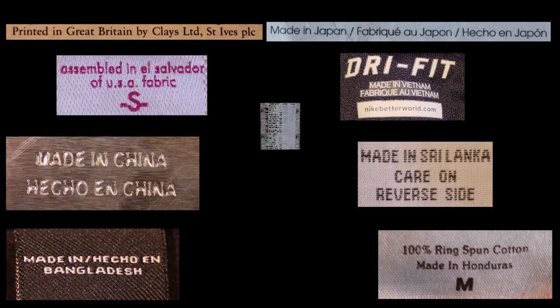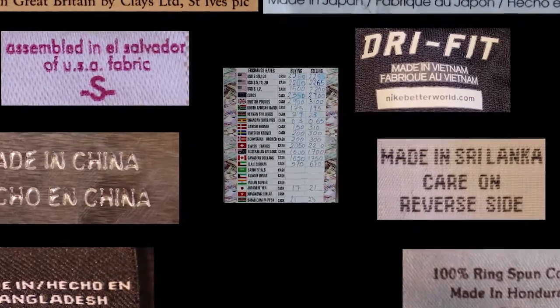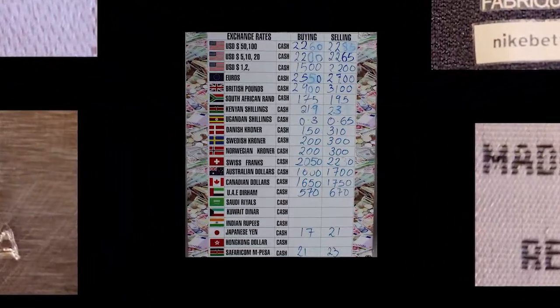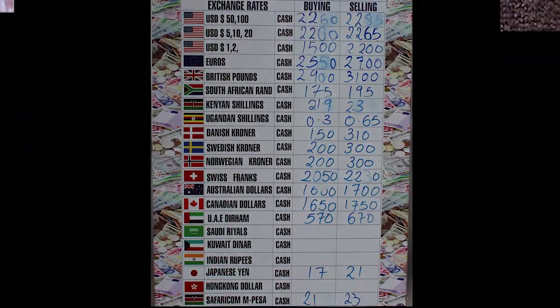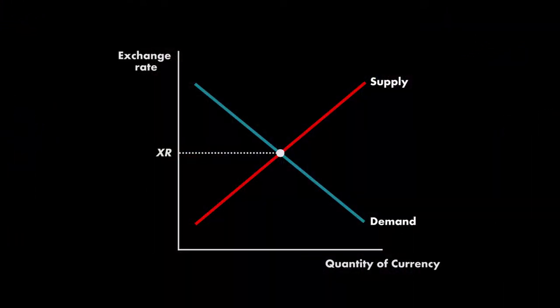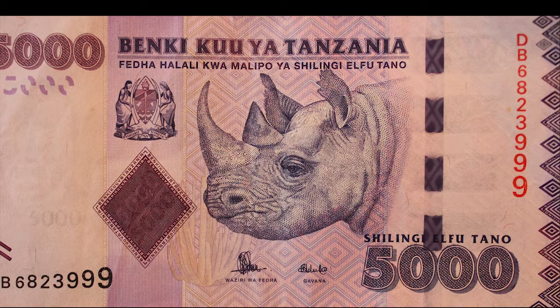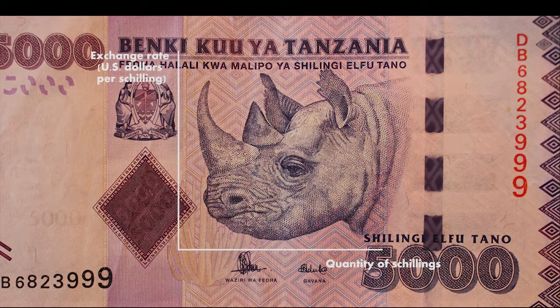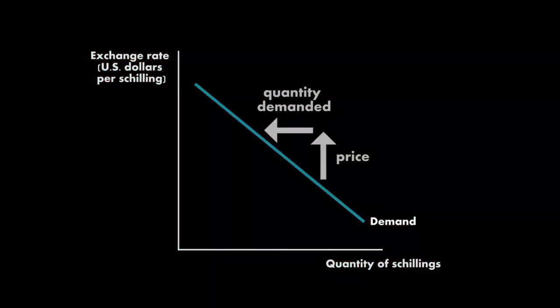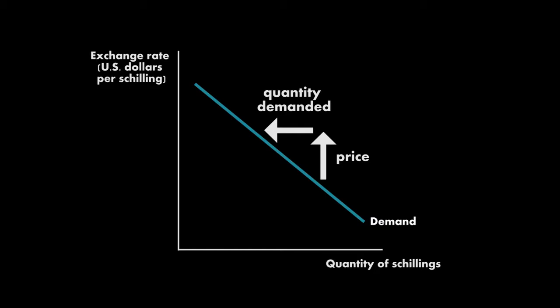The prices we pay for imported goods depend in part on the exchange rates for the currencies where the products are made. The graph that shows how exchange rates are determined is conveniently similar to the supply and demand graph for a good. The difference is that what is being bought and sold is a currency and the price is the exchange rate. Consider the market for Tanzanian shillings bought with US dollars. The quantity of shillings demanded decreases as the price of dollars increases, which makes the demand curve downward sloping, just like in the markets for other goods.